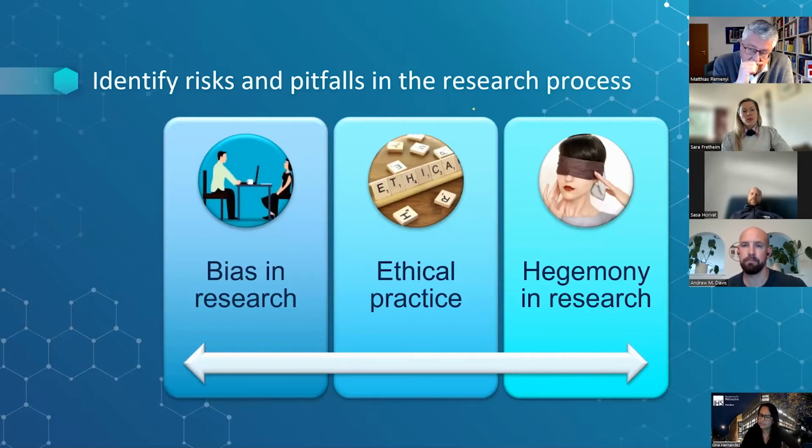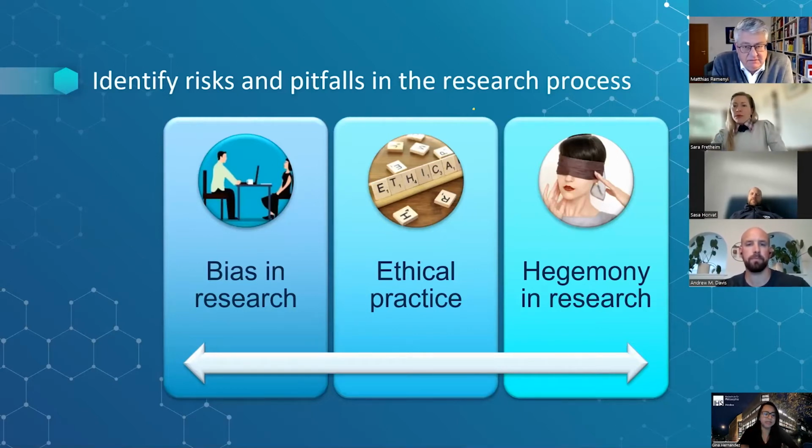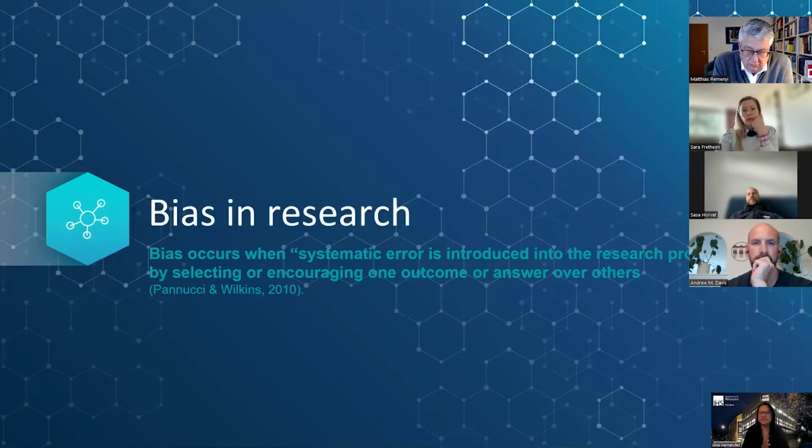Besides discussing different biases that we can find in research, we will also talk about the ethical practice that we are supposed to uphold while conducting research in psychology. And very importantly, something that often goes unseen is the hegemony in academic practices that we have, and they are biasing research and the research findings. So let's start discussing bias in research.